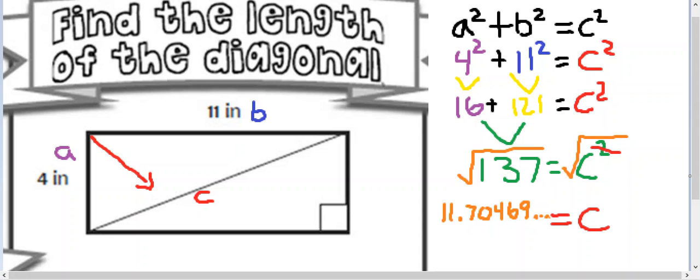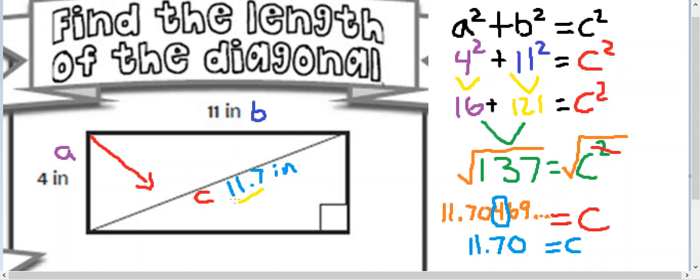So since we have that big long decimal, we can round it to the second decimal place. So I'm going to look at my third decimal place to see if I need to round it up or keep it the same. 5 and above, I give it a shove. 4 and below, I let it go. So it's 4, so I'm going to keep it the same. So it's going to be 11.70 equals c. So my hypotenuse is 11.70 inches. Or another way of saying that is 11.7 inches.